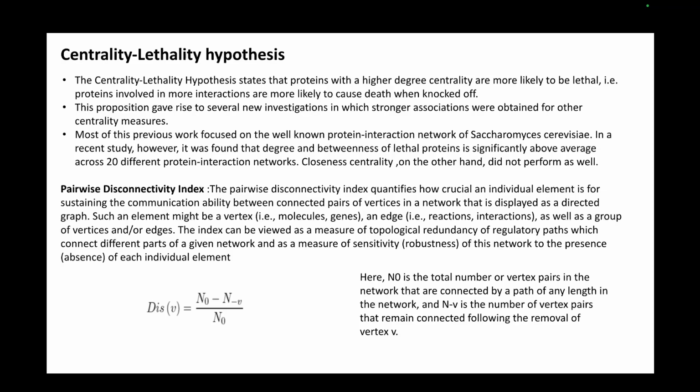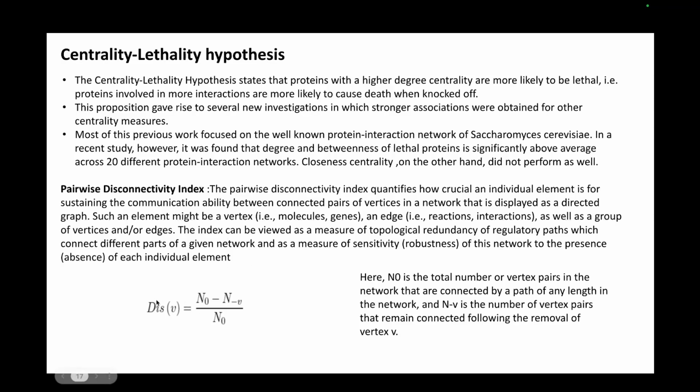Something to measure this centrality-lethality is the pairwise disconnectivity index, which quantifies how crucial an individual element is for sustaining the communication ability between connected pairs of vertices in a network that is displayed as a directed graph. Such an element might be a vertex or an edge, as well as a group of vertices or edges. The index can be viewed as a measure of topological redundancy of regulatory pathways, which disconnect different parts of the network, as a measure of sensitivity of this network to the presence or absence of an individual element.